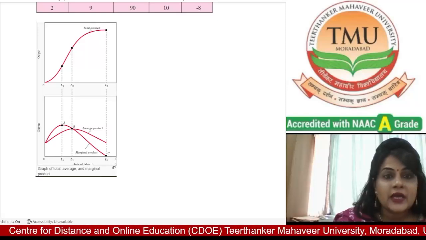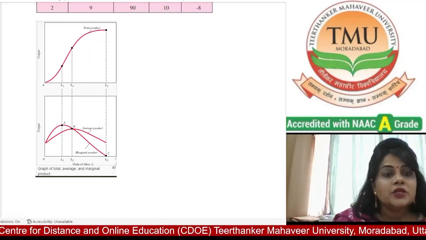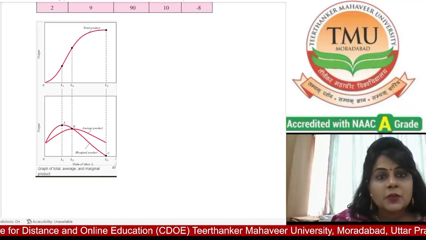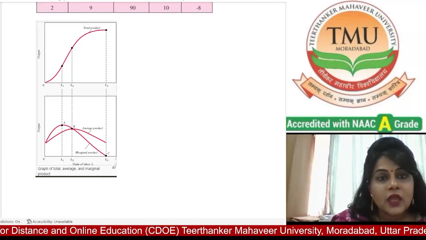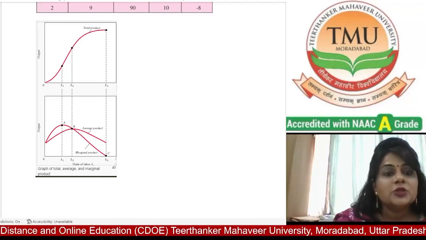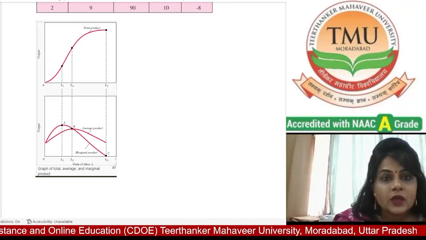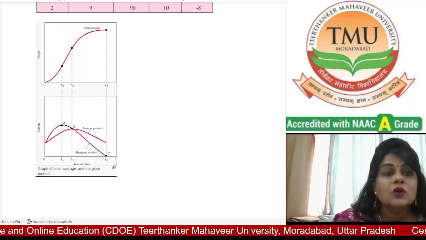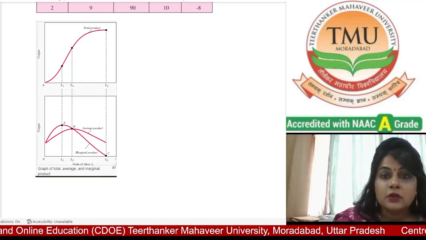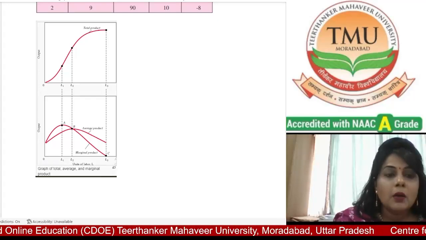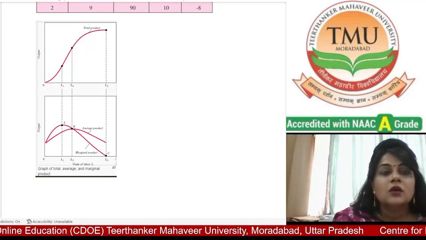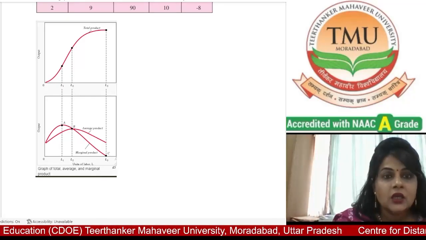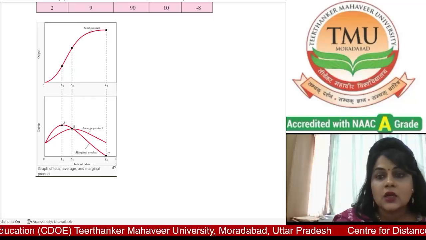When average product is rising, marginal product lies above average product. You are seeing that the marginal product curve is above the average product. When average product declines, here it is declining, marginal product lies below. It lies below average product. It declined fast. At the maximum of the average product, marginal and average product are equal to each other. Here they are equal to each other.